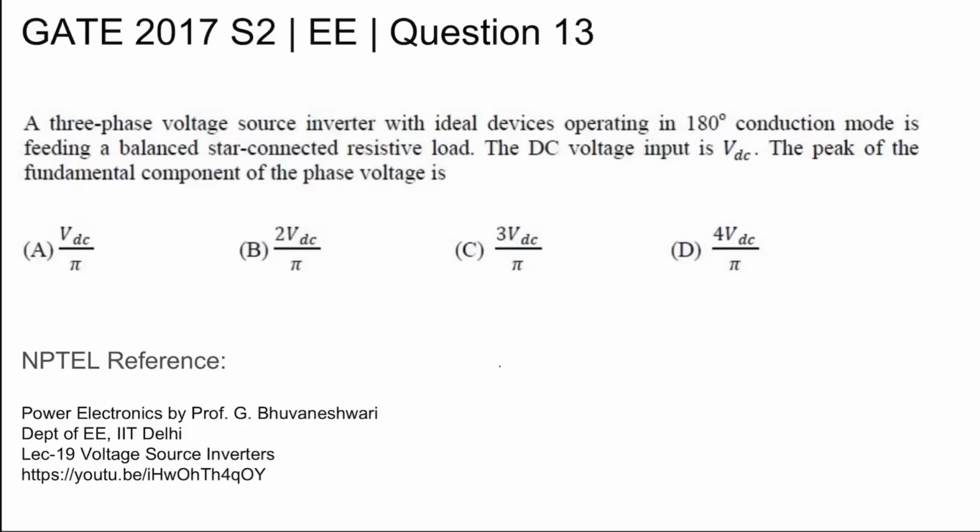This is GATE 2017 set 2 Electrical, question number 13. A three-phase voltage source inverter with ideal devices operating in 180-degree conduction mode is feeding a balanced star-connected resistive load. The DC voltage input is VDC. The peak of the fundamental component of phase voltage, that is the AC side output voltage, is being asked.